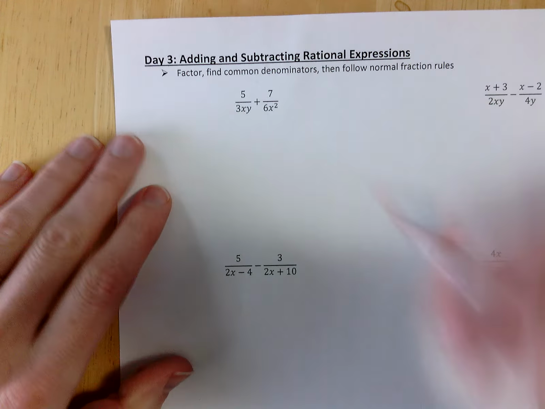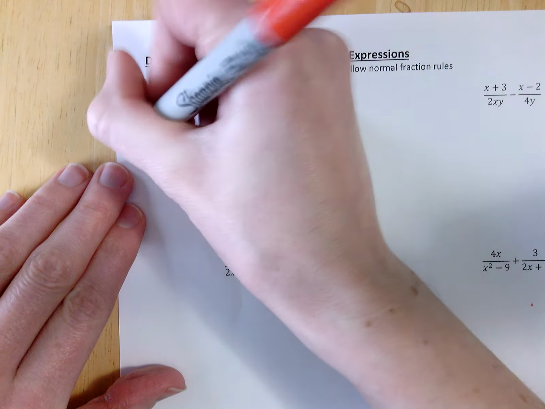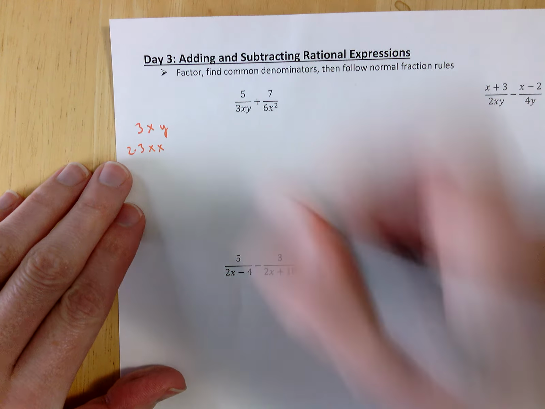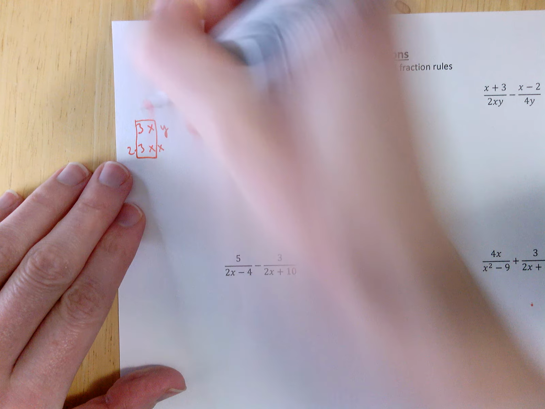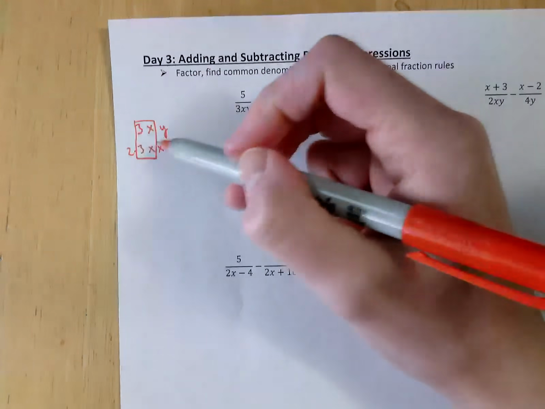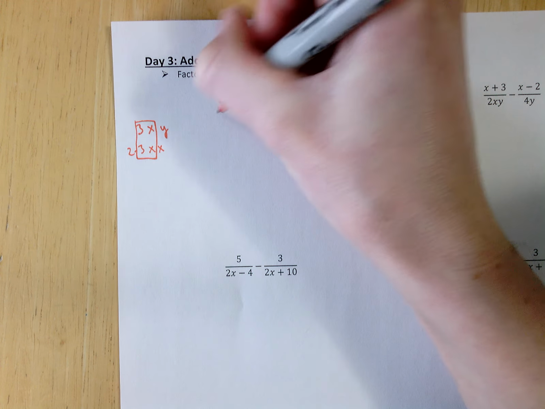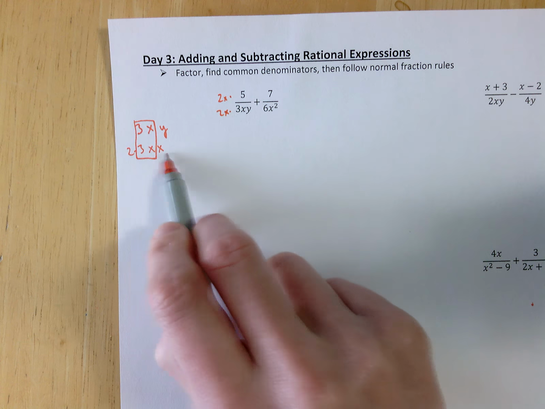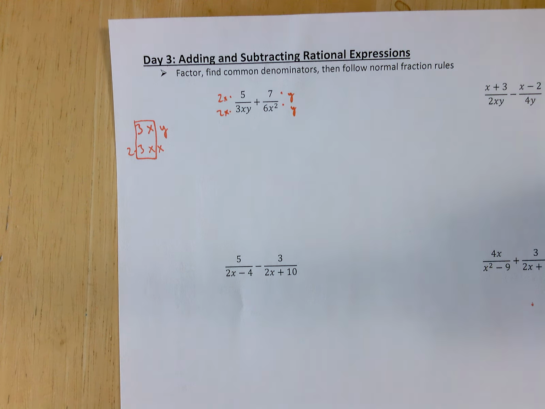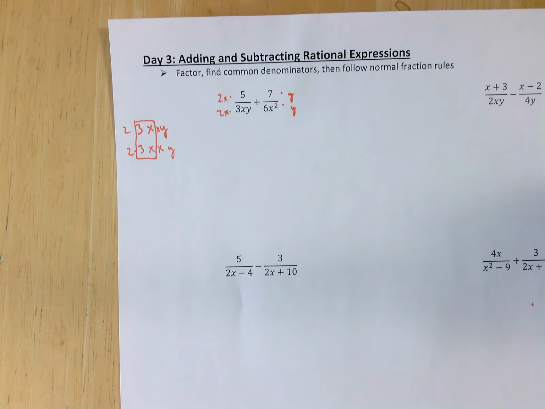So what I'm thinking in my head is, well, the first one is a 3, an x, and a y. The second one, 6 is 2 times 3, and then 2 x's. So they already have this part in common, and I just need to make them each have all the same factors. So this guy is missing the 2 and the x that this one has. So I'm going to multiply this guy by 2 and x. And this guy is missing the y that the other one had. So I'm going to multiply this guy by y. And once I do that, now this one will have a 2 and an x, and this one will have a y, and then everything's the same.